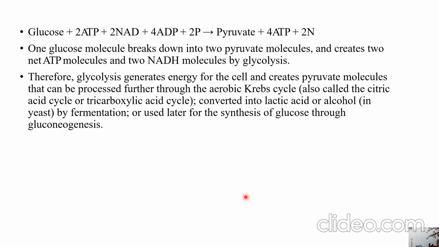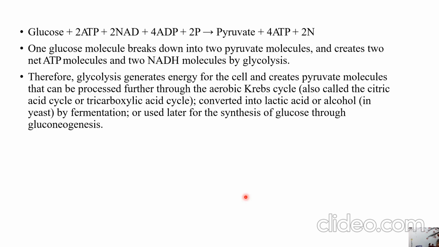So glucose plus 2 ATP plus 2 NAD plus plus 4 ADP plus 2 P gives pyruvate plus 4 ATP plus 2 NADH. So one glucose molecule will break down into two pyruvate molecules and creates two net ATP molecules and two NADH molecules by glycolysis. Therefore, glycolysis generates energy for the cell and creates pyruvate molecules that can be processed further through the aerobic Krebs cycle, or the TCA cycle, or citric acid cycle.